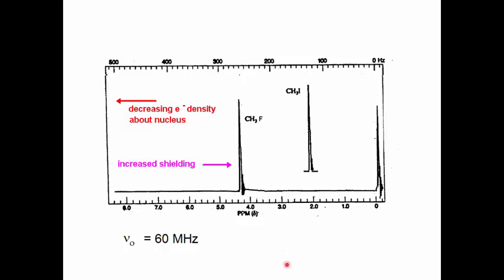and here's why. Fluorine is a more electronegative atom than iodine, and thus pulls more strongly on the electron cloud enveloping the protons. And thus, the density of the electron cloud about the protons of methyl fluoride is less than the density of the electron cloud about the protons of methyl iodide. This causes the observed delta value for methyl fluoride to be higher. It causes the signal to shift to the left in the spectrum.